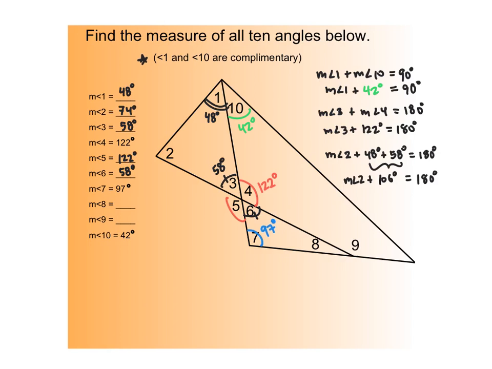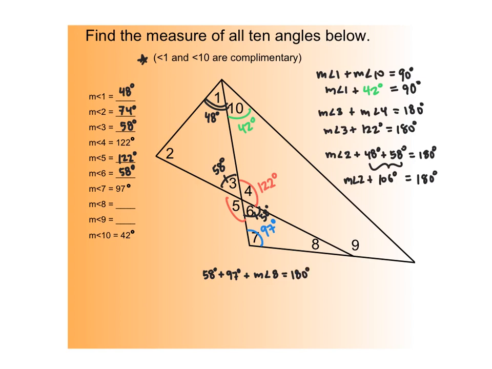Okay, so angles 8 and 9. What we know about angles 8 and 9 is that they will add to 180. And now that I know angle 6 and 7, I can find the measure of angle 8. So 58 degrees, which is the measure of angle 6, plus 97 degrees, which is the measure of angle 7, plus the measure of angle 8, should come out to be 180 degrees.